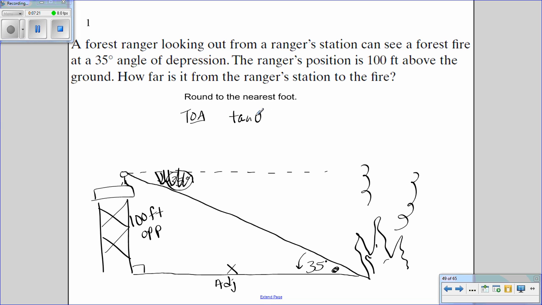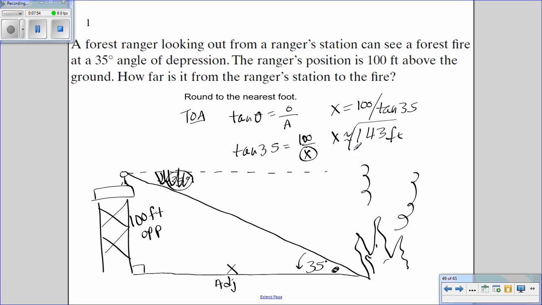So tangent of the angle equals opposite over adjacent. Tangent 35 equals opposite over adjacent. x is on the bottom, which means you're going to divide. So x equals 100 divided by tangent 35. Let's keep everything in whole numbers for today. So 100 divided by tangent 35 is approximately 143 feet. That represents the distance the tower is away from the fire.